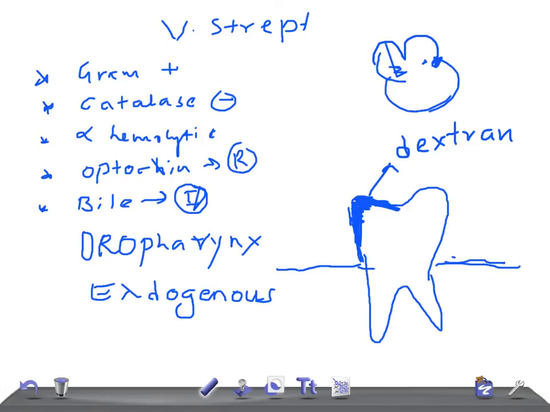And how would you prevent that? If the patient is undergoing dental work with damaged heart valves, then he should be given prophylactic antibiotics, right? Excellent. So V-strep includes two bacteria, sanguis and mutans. They are gram-positive, catalase negative, alpha-hemolytic, optochin resistant, bile insoluble. They live in the oropharynx as normal flora, and transmission is endogenous, and they form a dextran thin biofilm layer over the caries or vegetations and cause the infection and carry out the disease.